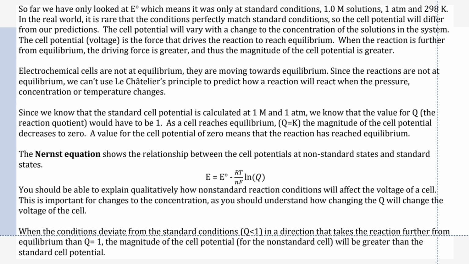When the conditions deviate from the standard conditions, meaning Q is less than 1, in a direction that will take the reaction further away from equilibrium, the magnitude of the cell potential for the non-standard cell will be greater than the standard potential.